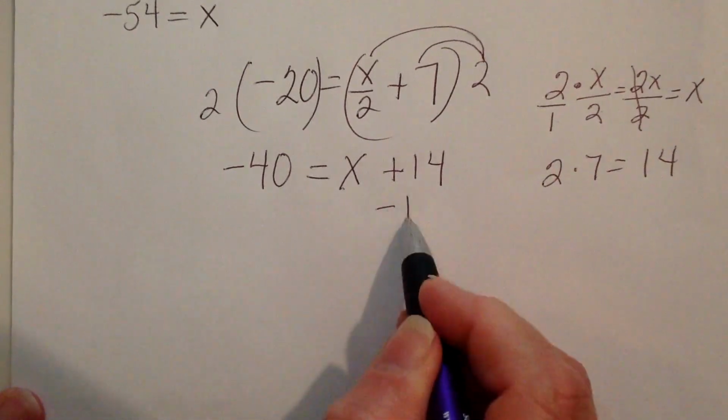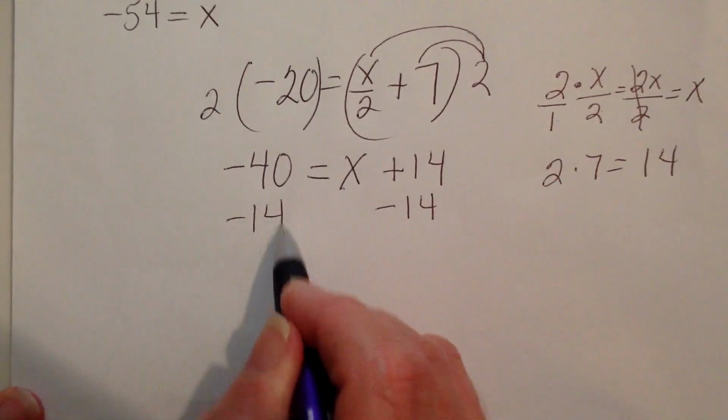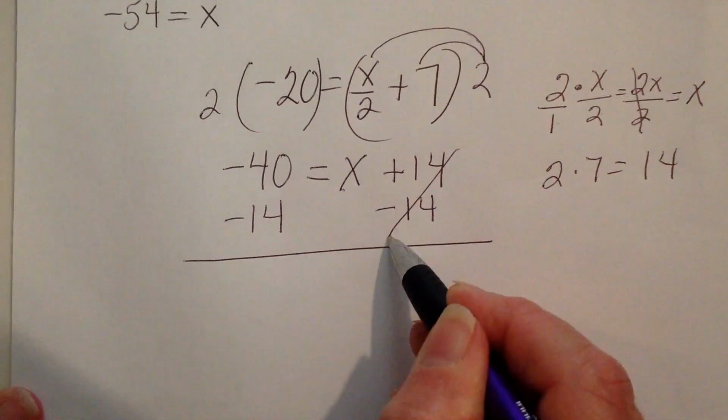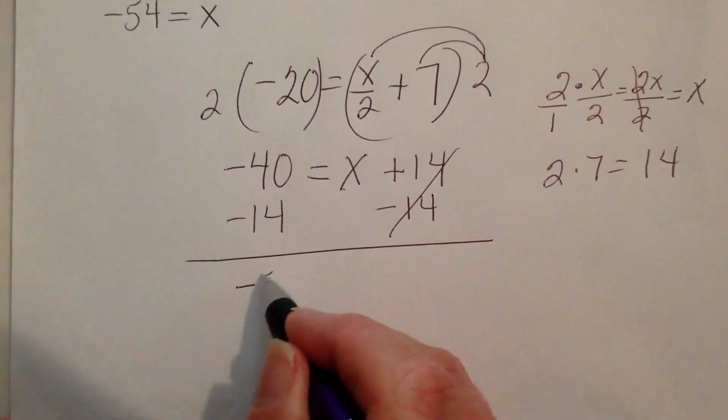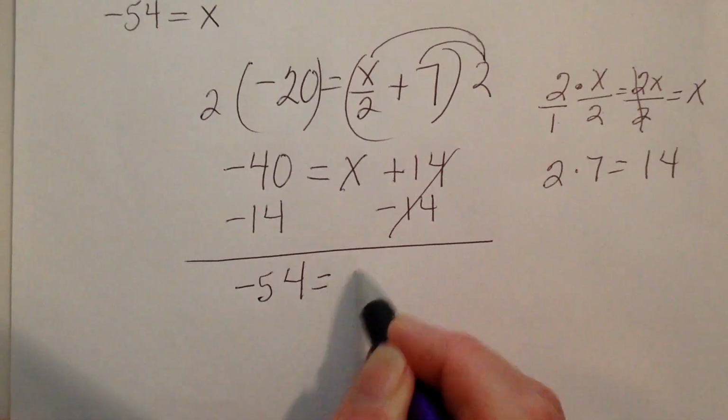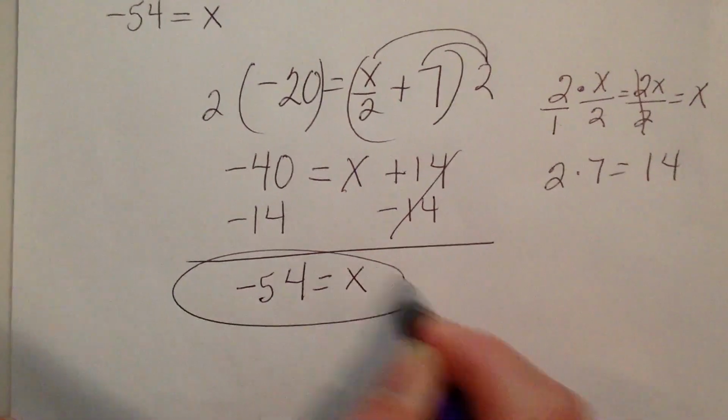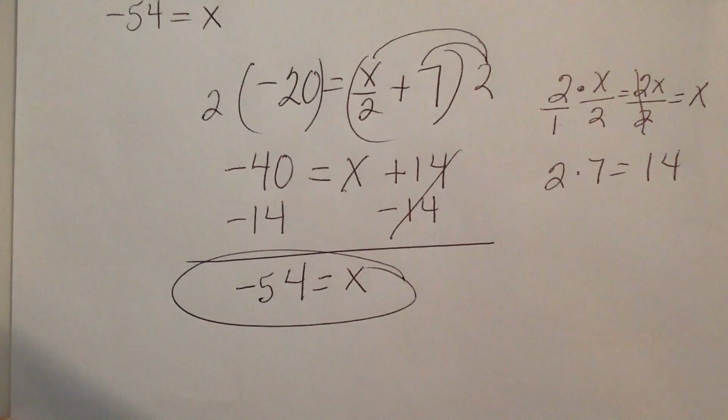Isolate the variable by subtracting 14 from both sides. The 14's cancel. -40 minus 14 gives me -54 equals x. So student B was the student that made the error in this problem.